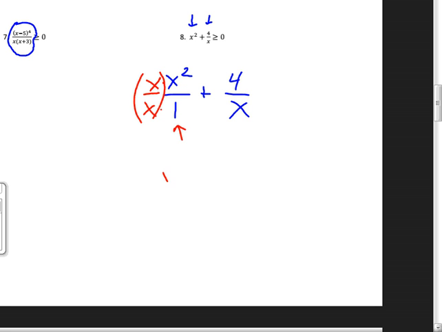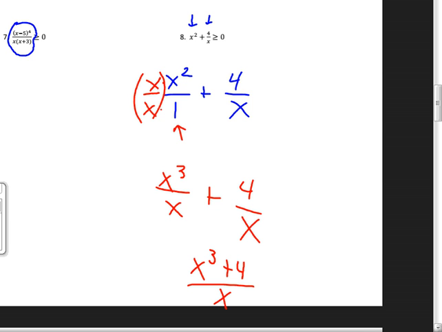All right, so now I've got x to the third over x plus 4 over x, which now have a common denominator and therefore can be added together. And that's really x to the third plus 4 over x. Now, do you get that now I can do the problem just like I always have done these problems? You get how it's down to 1 fraction now?